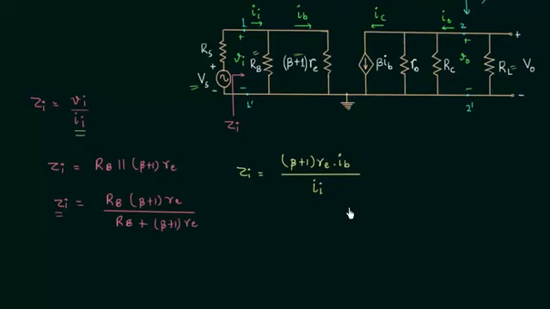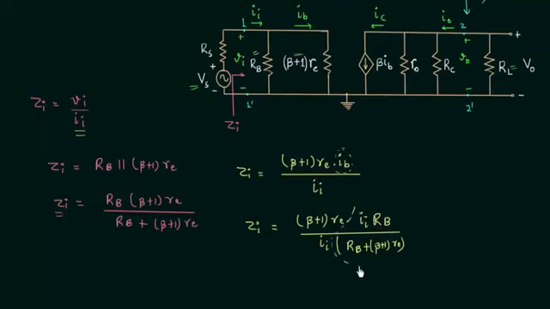Now we will use the current divider rule to find out the base current Ib. By using the current divider rule, the base current Ib is equal to the input current Ii multiplied with resistance Rb, divided by, inside the bracket, resistance Rb plus beta plus 1 resistance Re.